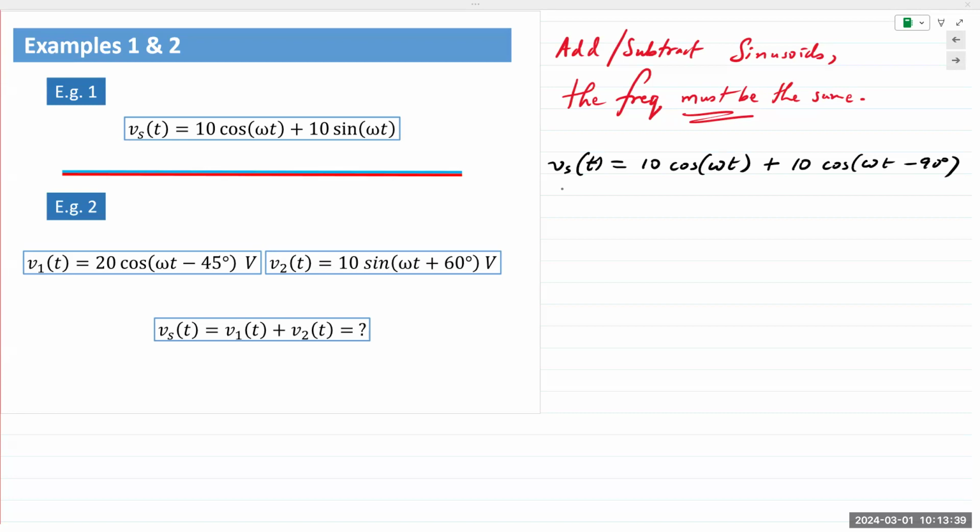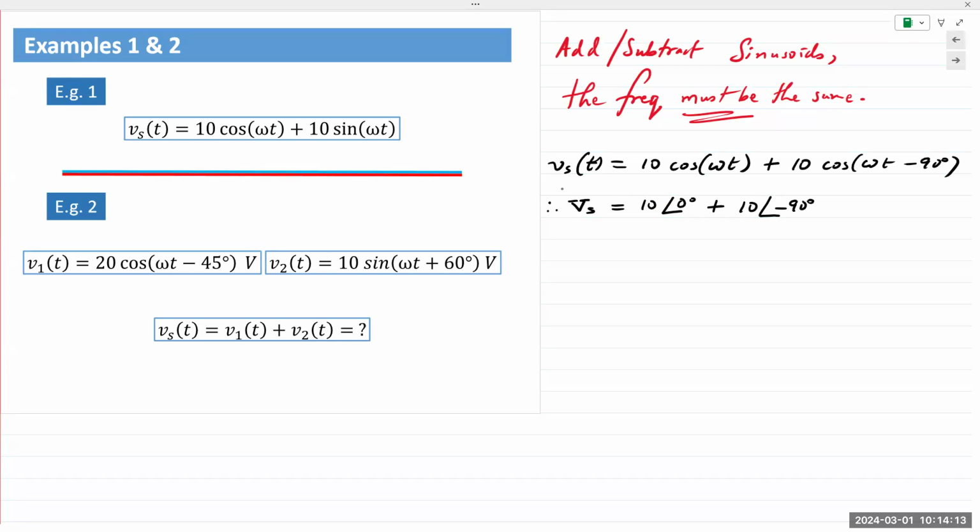So the phasor for Vs becomes 10 with a phase angle of 0 plus 10 with a phase angle of minus 90. That's it. As easy as that. You simply take the magnitude or the peak value from the time domain expression and the phase angle from the time domain expression and write down the phasor directly. And you have the polar coordinates for that vector.